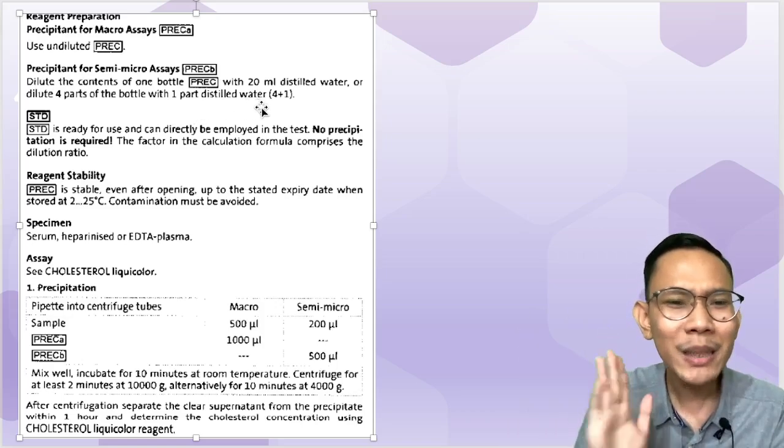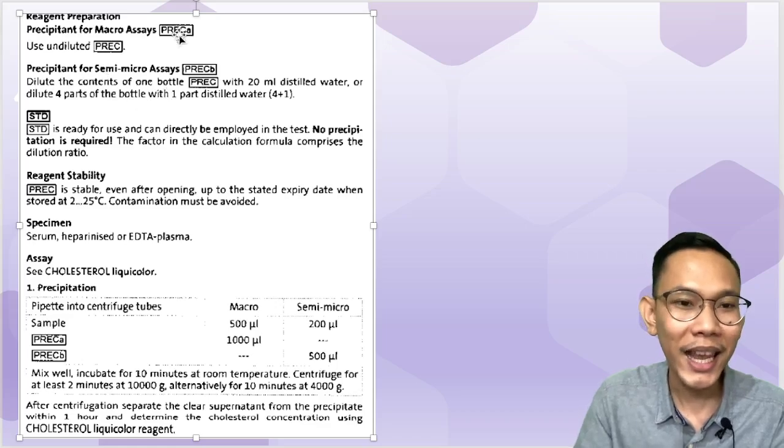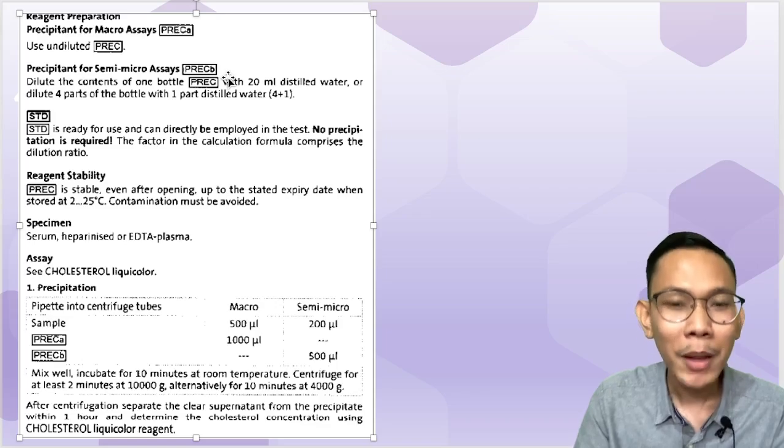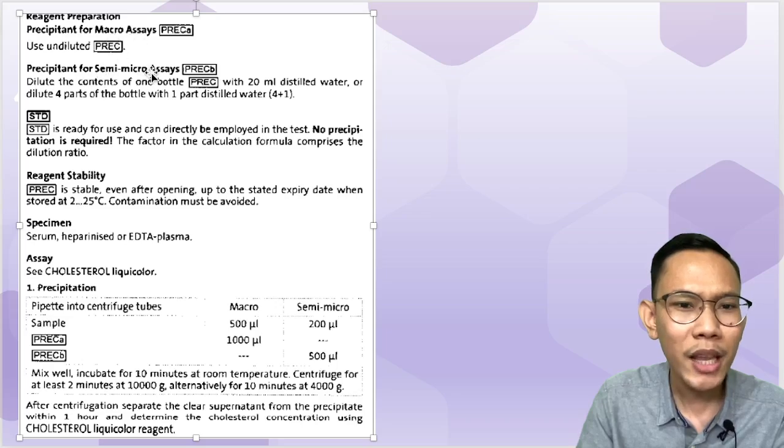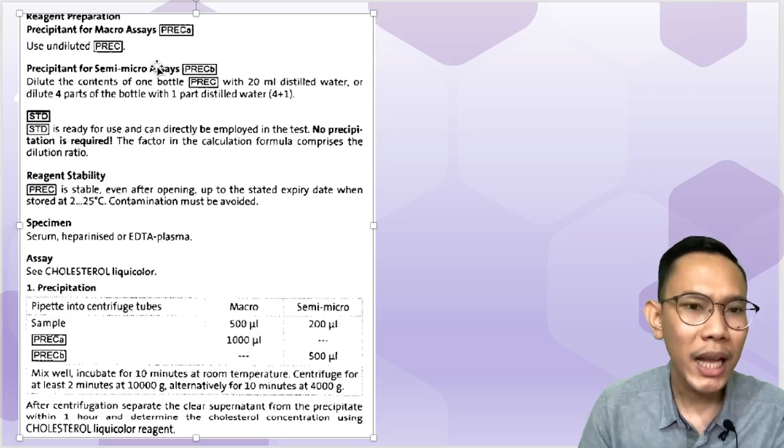Again, basically speaking, similar lang sila. Kaya lang, dilute natin yung semi-micro assay. Again, macro assay, prec A, semi-micro, prec B. Magdedepende kung ano ang gagamitin natin, kung gagamitin naman natin macro assay or semi-micro. Ang advantage nito is that kung kulang ka ng sample, anong gagamitin mo?